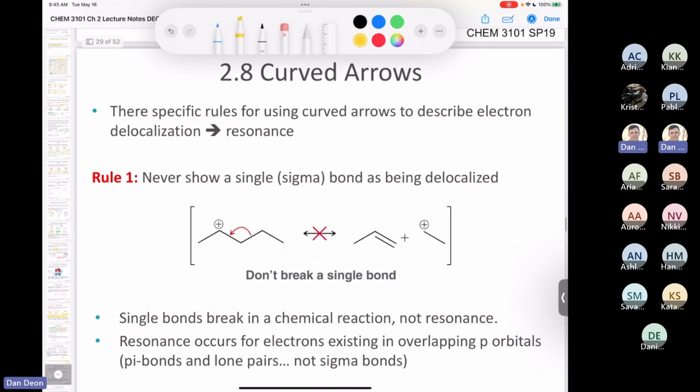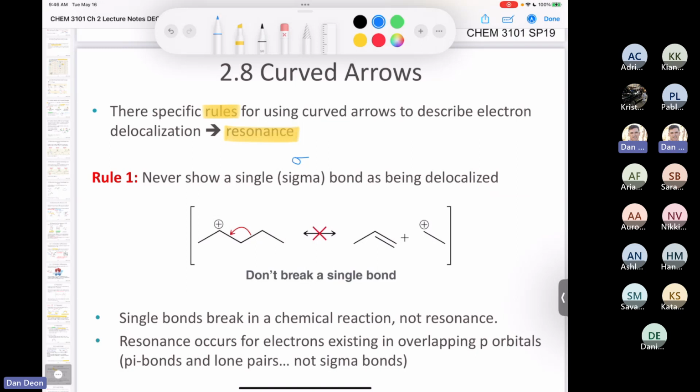So before we take our next break, I want to make sure that we cover all of the rules for drawing curved arrows. Are you ready? Here we go. Here are the rules for drawing curved arrows. The first one is that when we're using curved arrows to show resonance, we're not doing reactions yet, so you never break a single bond, what we call a sigma bond. You never show a sigma bond as being delocalized, because if you're actually breaking a sigma bond, that would be a chemical reaction. We are not talking about reactions.